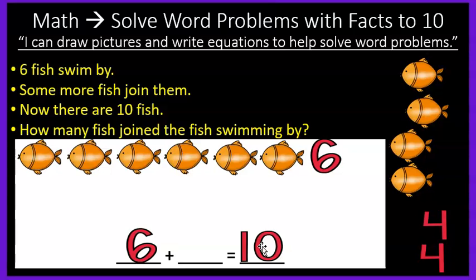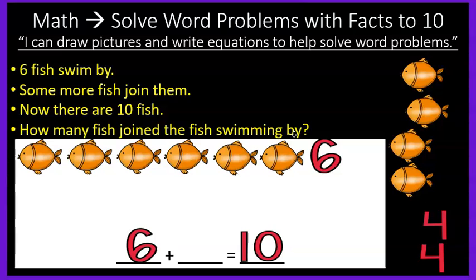Now, boys and girls, let's read this question here. We are not done yet because look, we need an answer here. A number needs to go here. We're not finished. So let's read the question here. Read it with me. How many fish joined the fish swimming by? Let's read it again. Here we go. How many fish joined the fish swimming by?